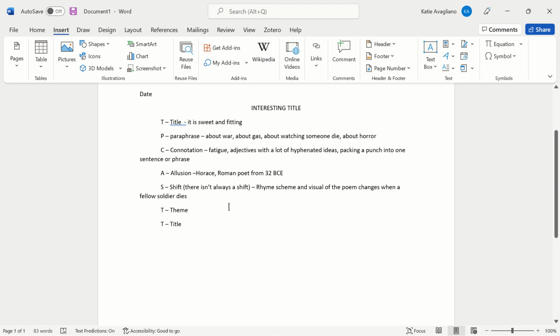Theme. So theme is you're looking for sort of a universal truth. What is the universal truth here? And here, I think that the universal truth is something about war is hell. That's how one of my students described it yesterday when we did this poem in class. I said, what is our universal truth here? And he said, war is hell. And I think that that is pretty accurate, right?